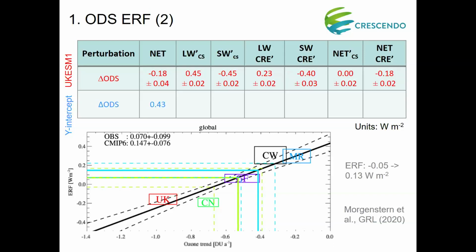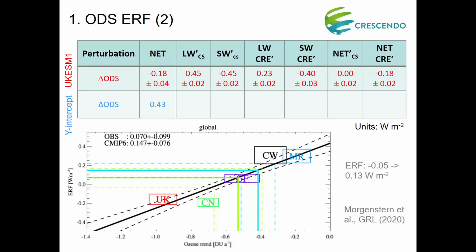So the green here is representing the observations and the uncertainty in the observations. And then we can derive an observationally constrained estimate for the ERF. So we find that the ERF using this emergent constraint lies in the range between minus 0.05 and plus 0.13 watts per square meter. So the range is slightly reduced from the Thornhill et al. assessment, and the multi-model mean is still positive, but lower in magnitude. But we have at least reduced the spread of the uncertainty.